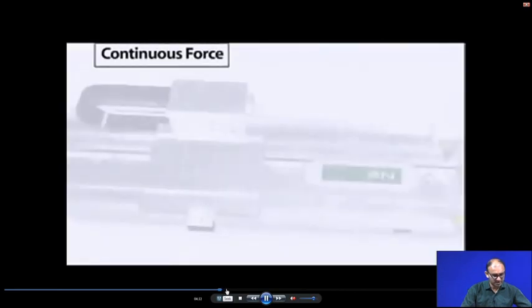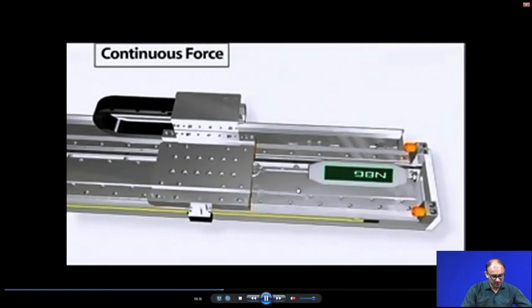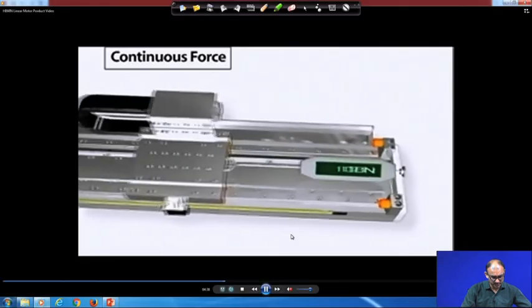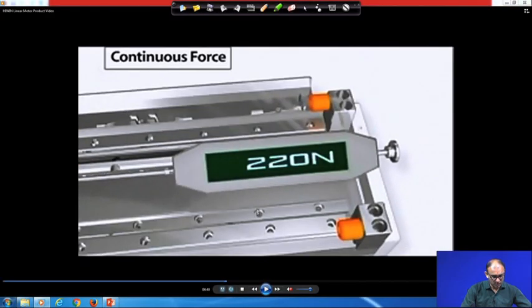Right. The second one is the continuous force. Now if you apply a force here, how much force can you get when you apply the continuous current, while moving this platform? That is called the forcer.